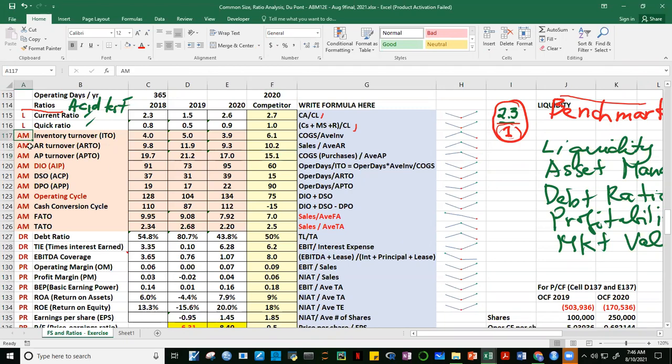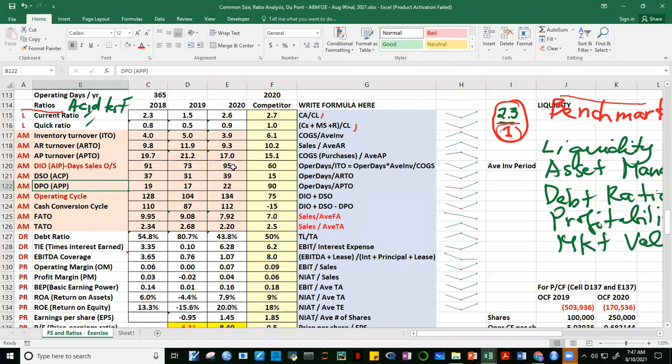Now, these three ratios, ITO, ARTO, APTO, are equivalent to these, albeit in days. Okay, so they're equivalent. ITO and DIO. This is also the average inventory period. So that's average inventory period, AIP. This one is average collection period and average payment period.